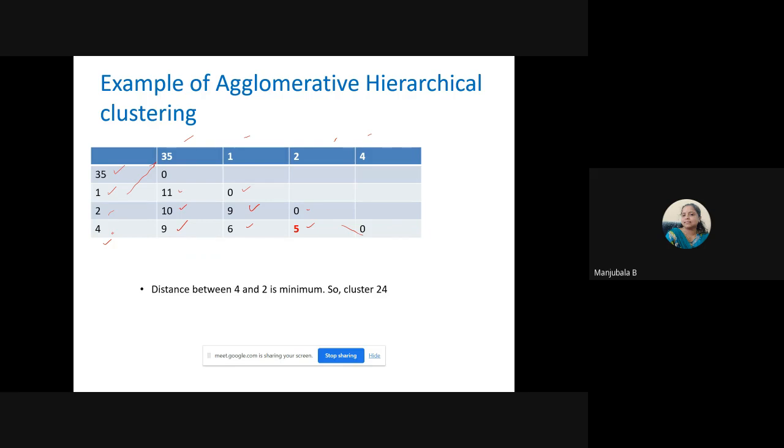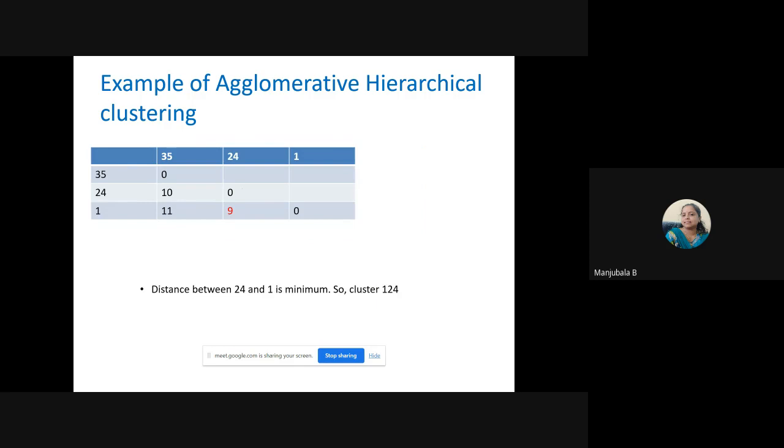Now you see the distance between the cluster 4 and the cluster 2. These are the two singleton clusters, right? So this is minimum, 5 is minimum. So what you have to do? You have to combine 4 and 2. Now you are getting another cluster 2, 4, right? So now 3, 5 is there, and you are combining 2, 4 and 1. So these are the 3 clusters you are getting.